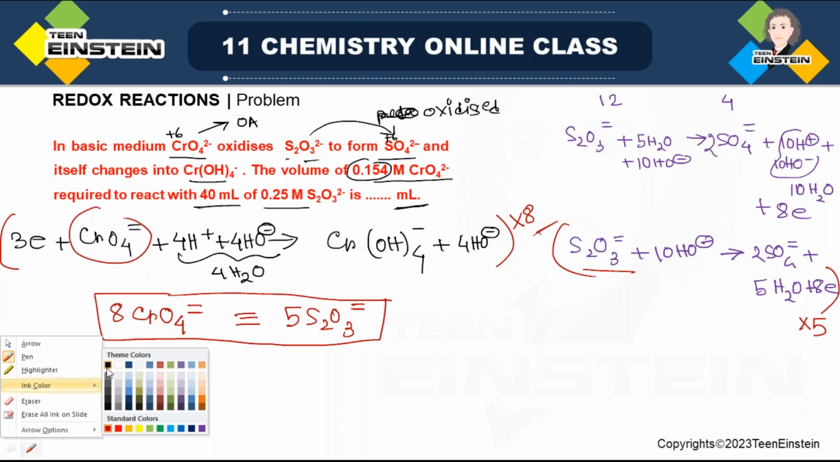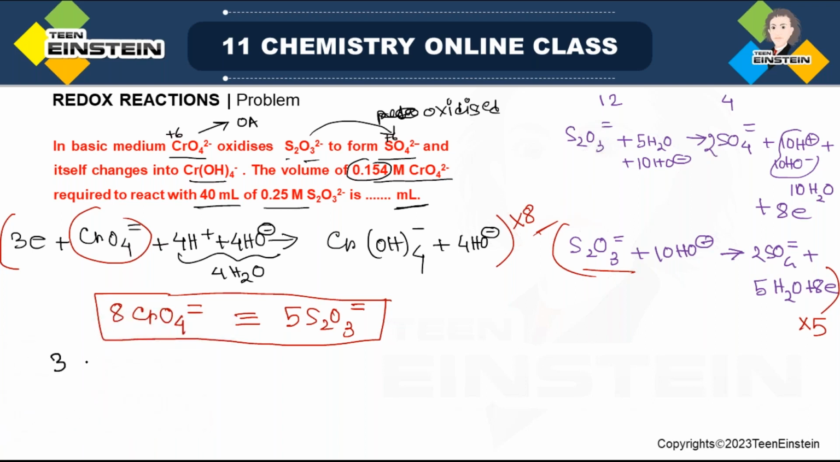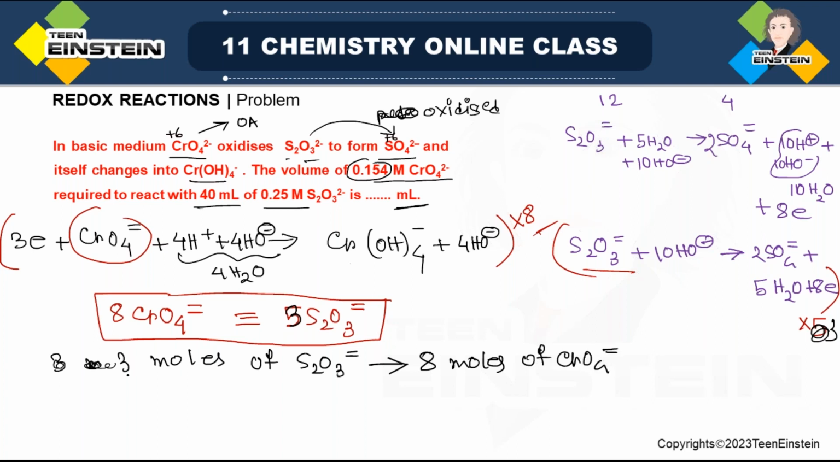Now from this you can write that here it should be 3. So it is 3. So now I can write that 3 moles of S2O3 2- is reacting with 8 moles of CrO4 2-. That means it is also true for millimoles, because on both sides it will be millimoles then.